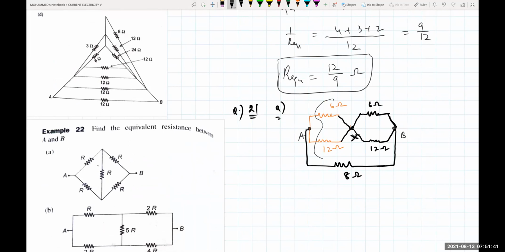So between 6 and 12, which combination is this? Parallel, one above the other. So it is 6 into 12 divided by 6 plus 12. How much is that? 4 ohms. This one too is 6 into 12 divided by 6 plus 12. This is also 4 ohms. Clear? Yes, sir.